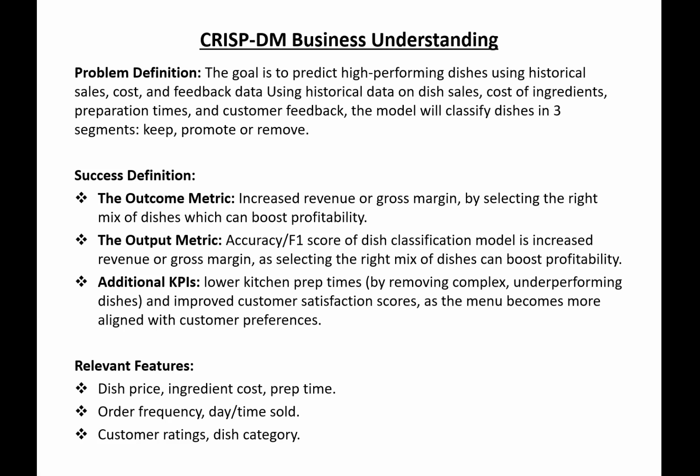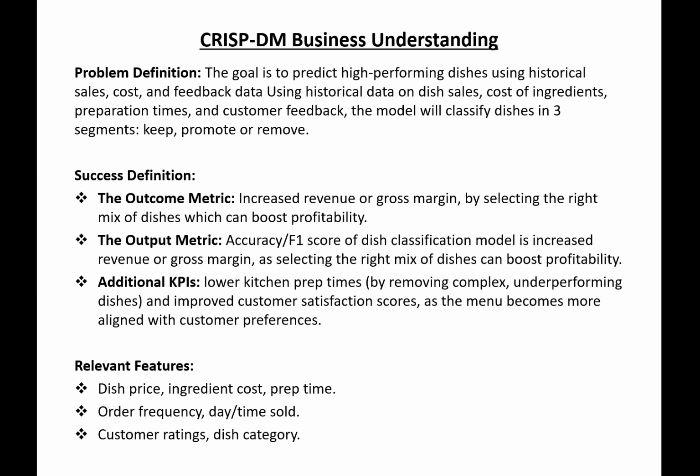So what defines success? The outcome metric: increased revenue or gross margin by selecting the right mix of dishes. This can boost the profitability of the organization and the restaurant. The output metric could be the accuracy or the F1 score and can be used for dish classification models, which can in turn increase the revenue or gross margin, and also select the right dishes which can be placed on the menu and also those that can boost profitability.